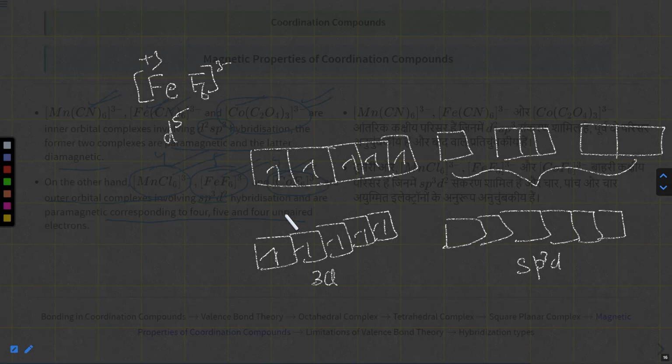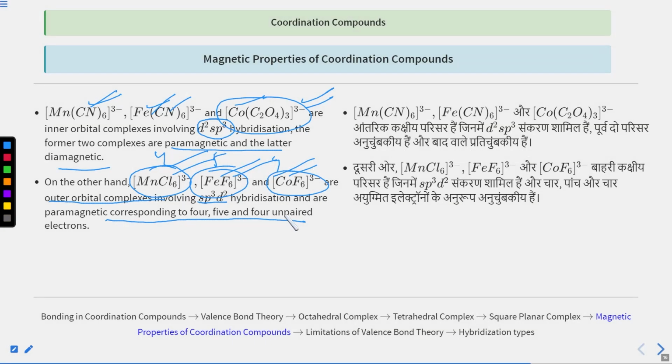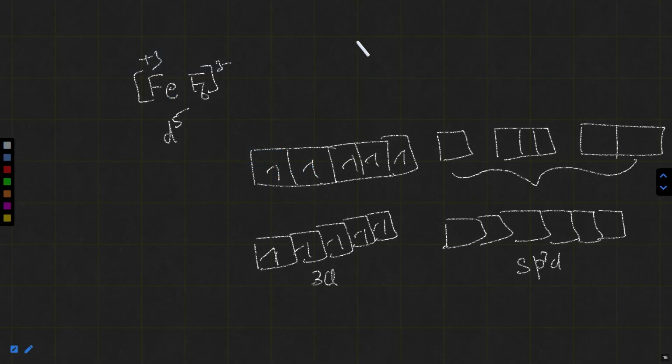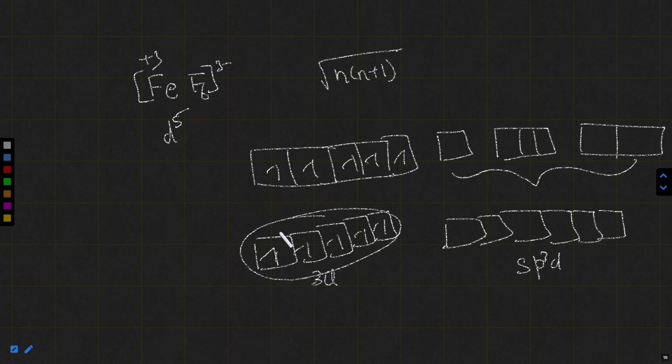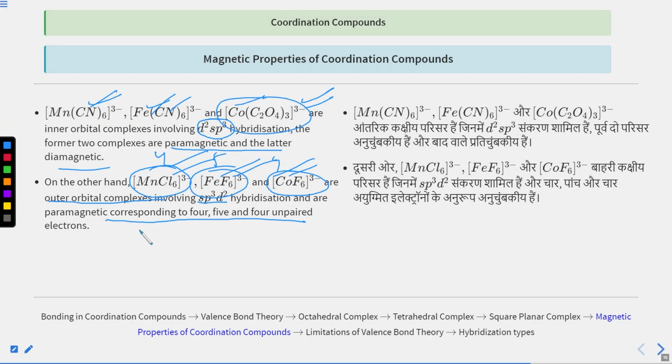Next, one formula has not been taught here. I think we will encounter this formula in the CFT theory. That is just finding the magnetic moment. So the formula is very simple. I'm just telling it right now. Root under n into n plus 1, where n is the number of unpaired electrons. Suppose I'm trying to find it for this one: root under 5 into 5 plus 1. Similarly, just try to find it for [CoF6]3- and [MnCl6]3-.